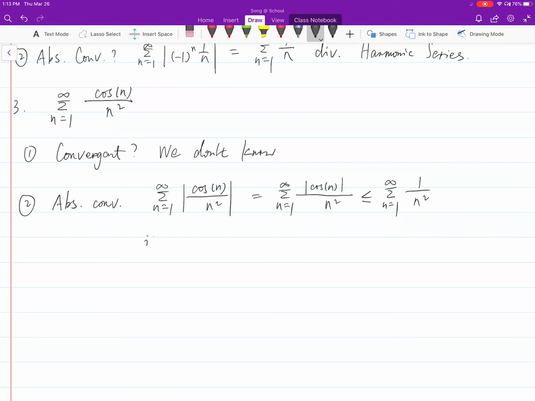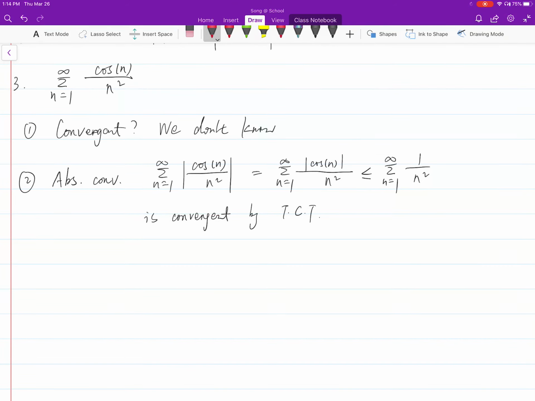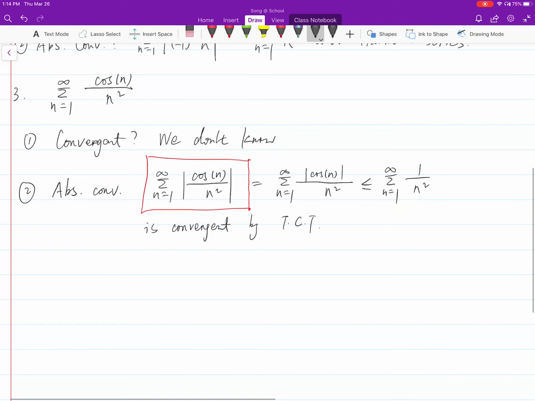And clearly, this one is convergent by the comparison test, because it's less than or equal to 1 over n squared. Moreover, this one is positive. Therefore, it is convergent. So the whole thing is convergent. Then it's fair to say this one is absolutely convergent. Okay. Is it convergent? We don't know, but we do know it is absolutely convergent.